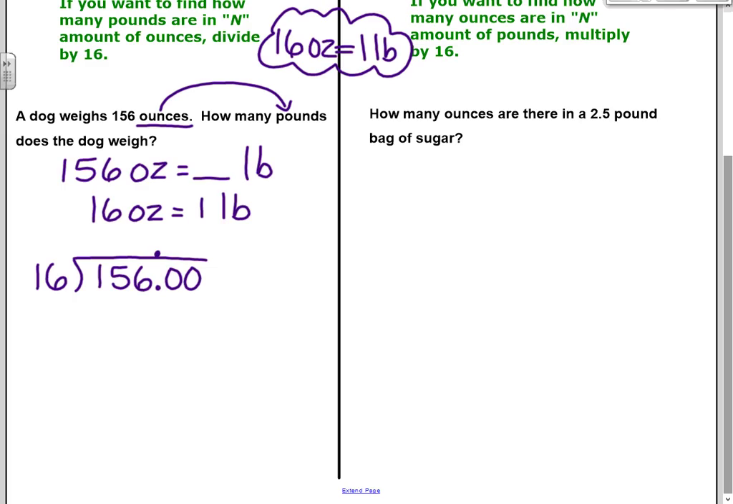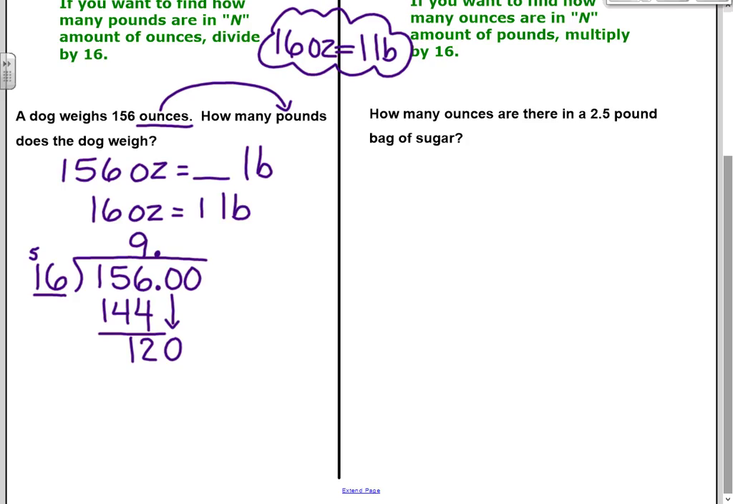Now logically, if you look at this, 16 times 10 would be 160. 156 is just a little less than that, so the most logical place to start would be 9. And 9 times 6 is 54. Carry the 5. That gives you 144. When you subtract, that gives you 12. So that worked. We're going to bring down a 0.